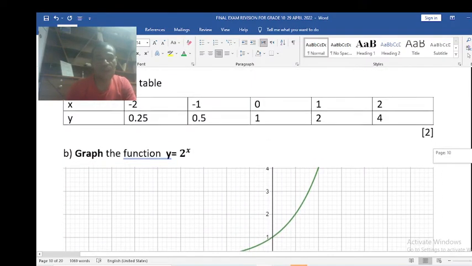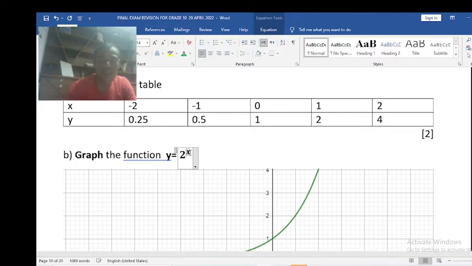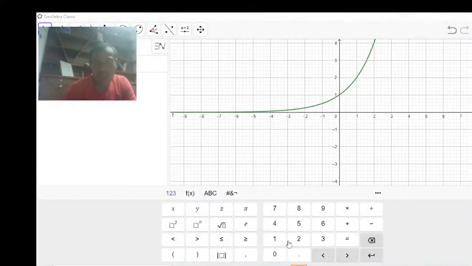Now suppose the function is y equals 2 to the power minus x. I'll use GeoGebra, and the values should be 4, then 2, then 1, then a half, then 0.25. This is GeoGebra. I will just put here minus x.